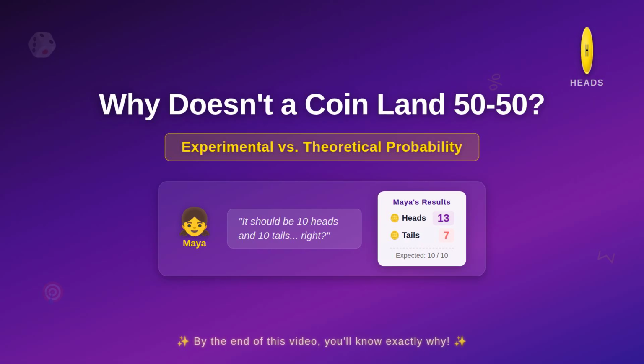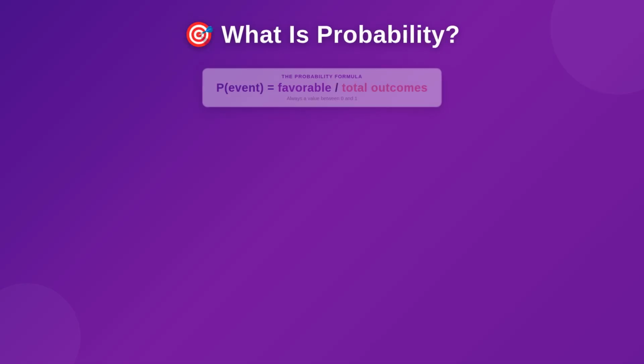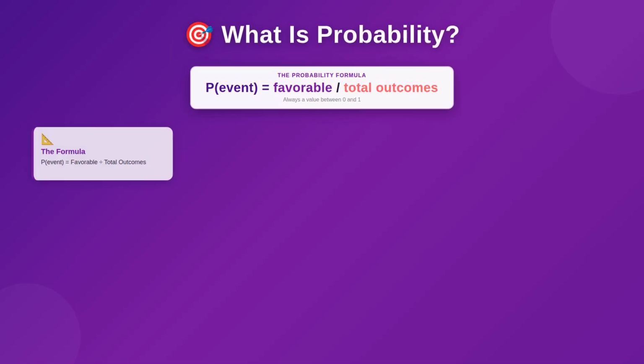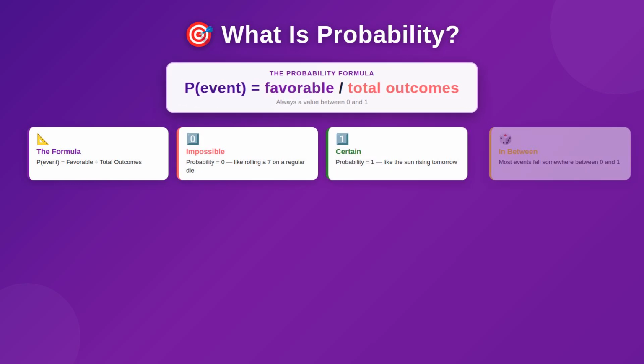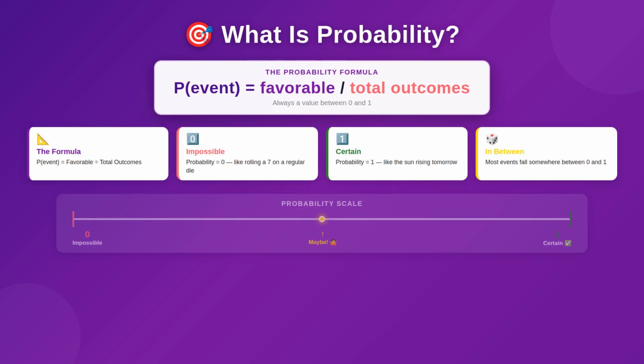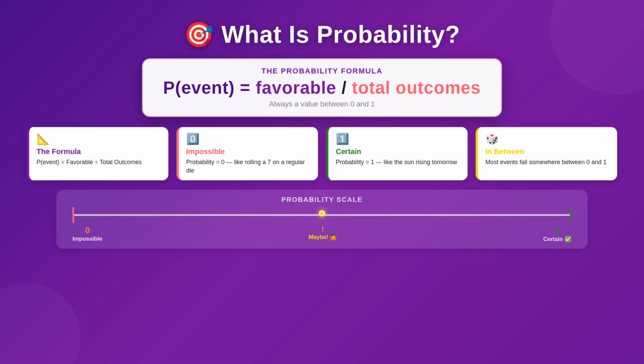Now she's worried she did something wrong. She didn't, and by the end of this video, you'll know exactly why, and you'll be a probability pro. Before we solve Maya's mystery, let's make sure we understand what probability actually means. Probability is just the chance that something will happen. We write it as a fraction, favorable outcomes over total outcomes.